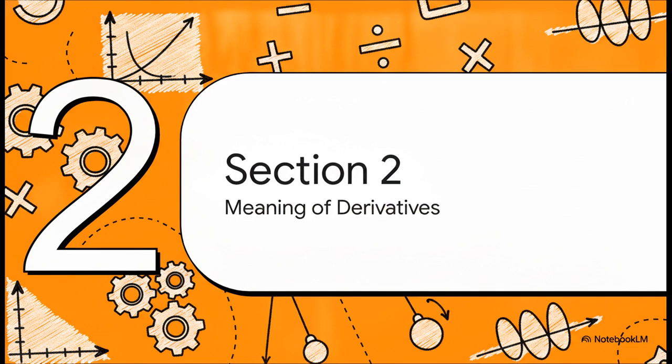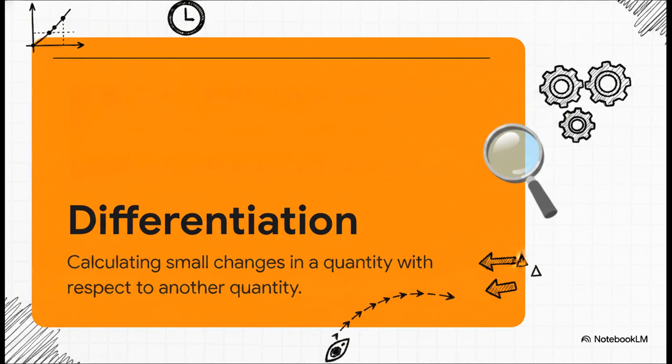Moving right along to Section 2, the meaning of differentiation. And just to manage expectations here, since this is a physics explainer, we absolutely won't be doing any deep, complicated mathematical proofs. We're just going over exactly what we need for physics. Differentiation is calculating small changes in a quantity with respect to another quantity. That's the formal definition. So the crucial point is that differentiation is really just a tool for measuring how one thing shifts when another thing changes. It's all about capturing those tiny, minor fluctuations.